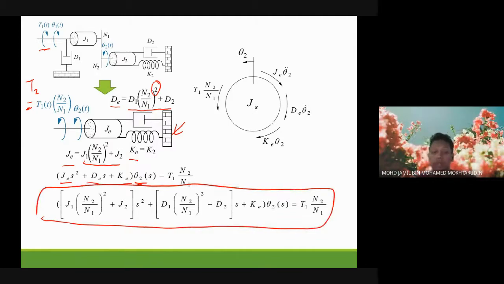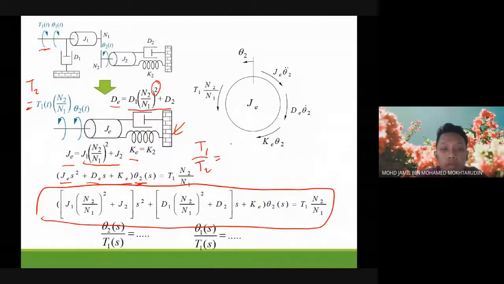Now you need to rearrange to find theta 2 over T1. Just rearrange the equation. And you can also find theta 1 over T1 by using the gear ratio formula. So the gear ratio formula is T1 over T2 equals N1 over N2 equals theta 2 over theta 1.